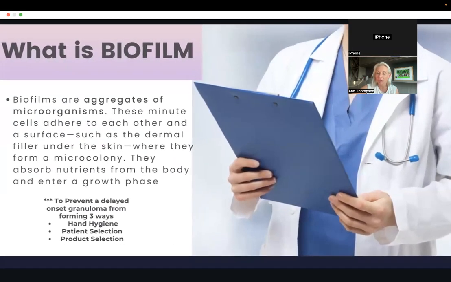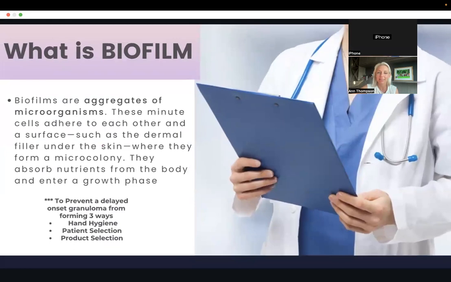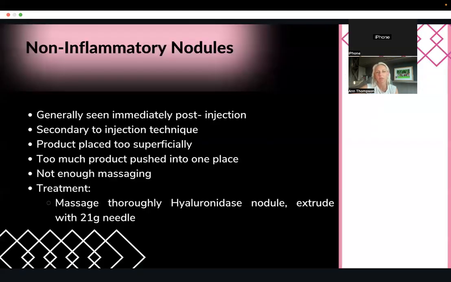We talked about biofilm and how to avoid it in class. The biggest thing is going to be hand hygiene, patient selection, product selection. Non-inflammatory nodules typically occur if product is placed too superficially. So just make sure that you're in the right layer of the skin for the appropriate G' product that you are using. If you don't massage that area enough, or if the patient is massaging it and pushing it into a little ball, you don't want that either.